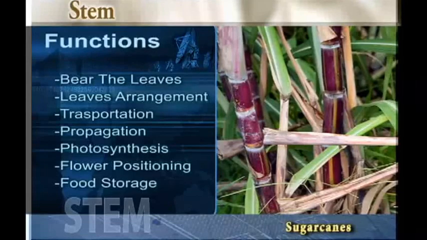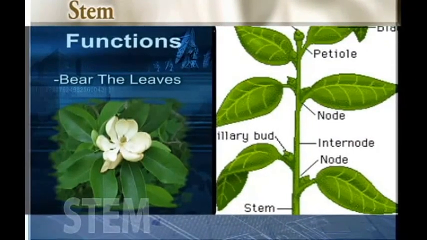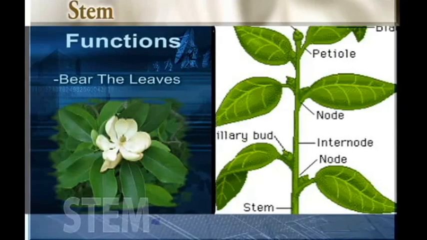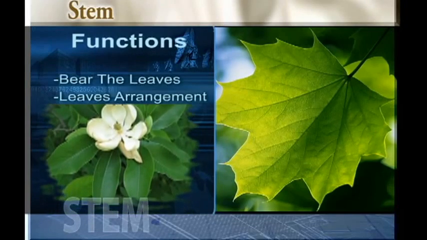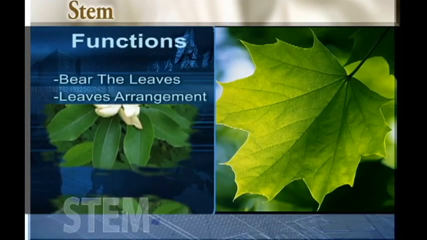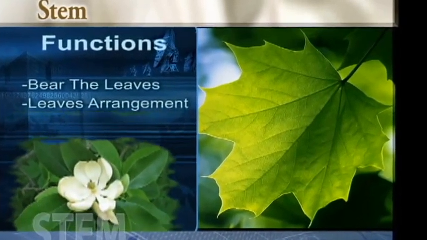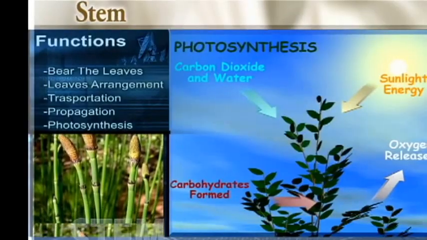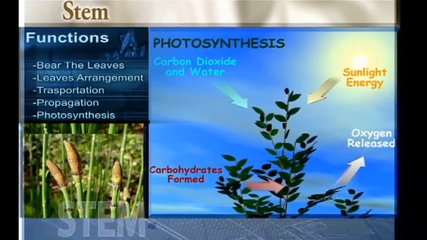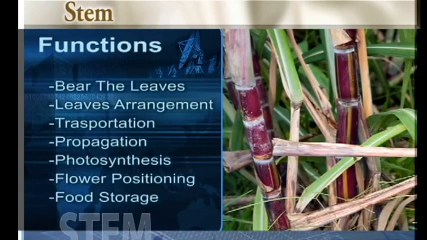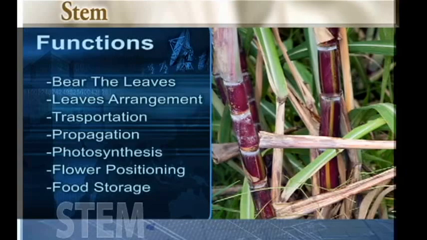We have seen that its function is first of all to bear the leaves, and after bearing the leaves, it is the responsibility of the stem to arrange the leaves in such a way that they receive maximum light for carrying out photosynthesis. And we have seen that it can also be used for carrying out photosynthesis, that is if it has chlorophyll and it is green. And it can also be used as a storage site, especially when we are talking about sugarcane.